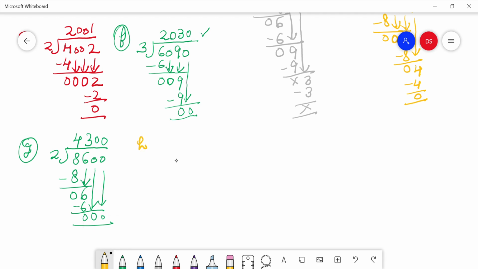Now H part of this question is 6000 and we have to divide it by 3. 3 twos are 6. 6 minus 6 is 0. Now we have zeros only. So how many zeros are there? 3, and we will put 3 zeros on the quotient place. The answer is 2000.